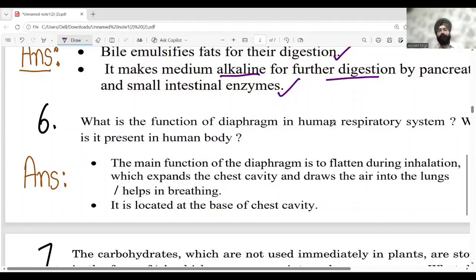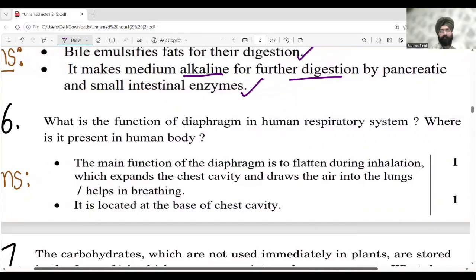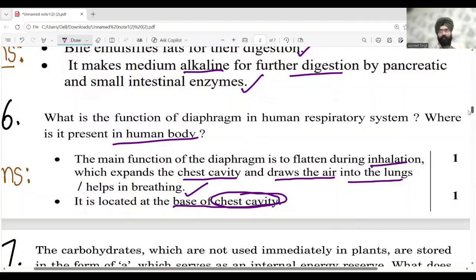What is the function of diaphragm in the human respiratory system? Where is it present in the human body? What is the main function of diaphragm? It flattens during inhalation, which expands the chest cavity and draws the air into the lungs, which helps in breathing. And where is it located? It is located at the base of the chest cavity. Yeah. Done.